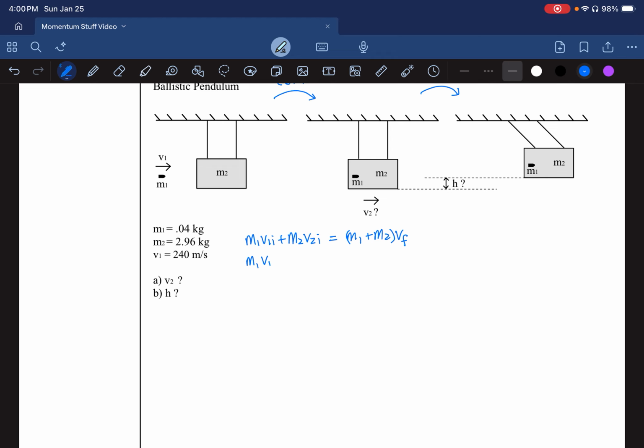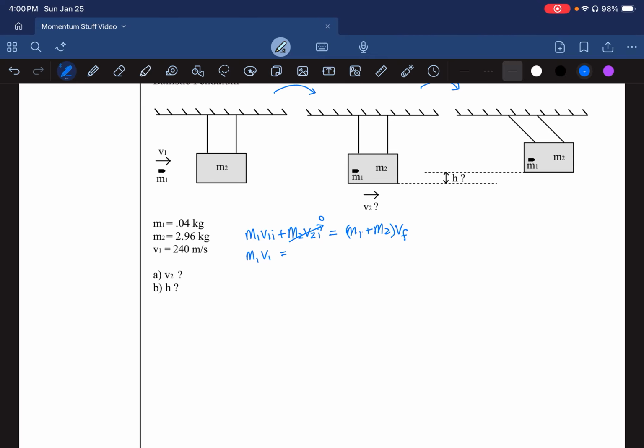So I'm looking here. And okay, this one is not moving. The block is not moving, so I'm just going to cross it out. Equals mass 1 plus mass 2. And they're calling v final v2 in the problem. So that's what I'll do here, just to change up the notations. Then we'll put in some numbers.